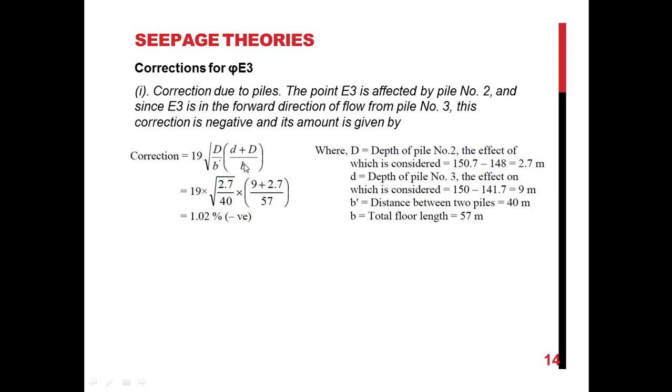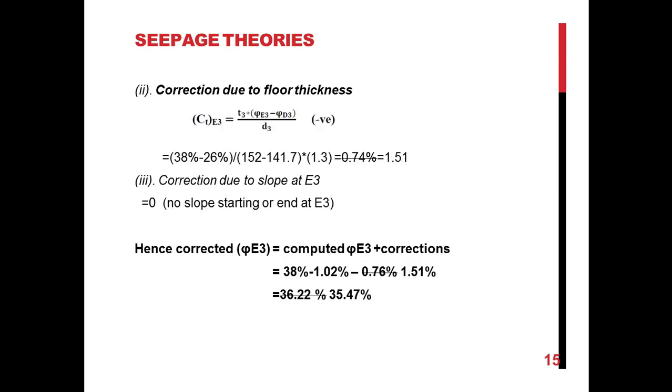So putting all these values in this correction equation, we will get the correction value equal to 1.02%, and this value will be negative since E3 is in the direction of flow. Also the correction due to thickness of the floor, Ct into E3 is equal to T3 into phi E3 minus phi D3 divided by D3. phi E3 is equal to 38% and phi D3 is equal to 26%. I already found out D3 is equal to 152 minus 141.7.